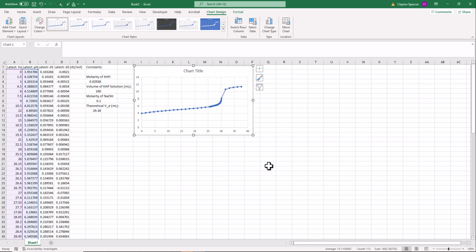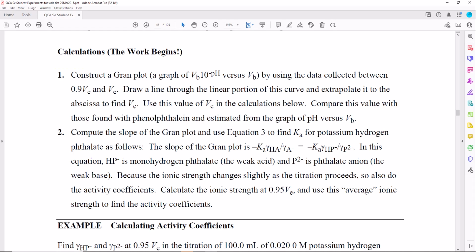Okay, so now we need to construct the Gran plot. If you read in the instructions, let's go back and take a look. It says construct a Gran plot. So what is that? That's a graph of the volume of base times 10 raised to the negative pH value, that'll be our y variable, versus the volume of the base, the sodium hydroxide, that's our x-axis variable. We want to use just the data collected between 0.9 VE and VE. Then we're going to draw a line through the linear portion of this curve and extrapolate it to the abscissa, a fancy word for the x-axis, to find the VE, because where it intersects the x-axis, that is our actual experimental equivalence volume. Once we know that, we're going to use that experimental equivalence point volume for all our calculations after this. All right, so let's go and do that.